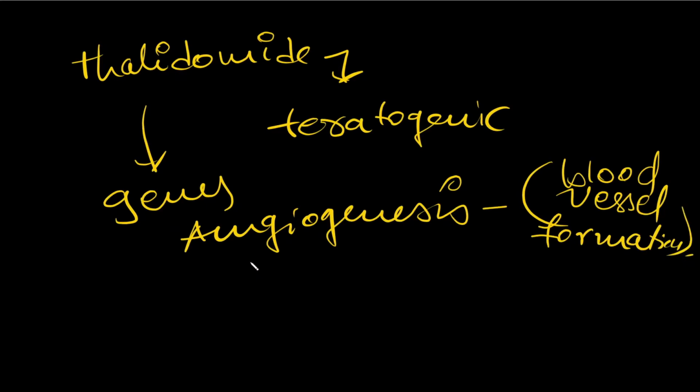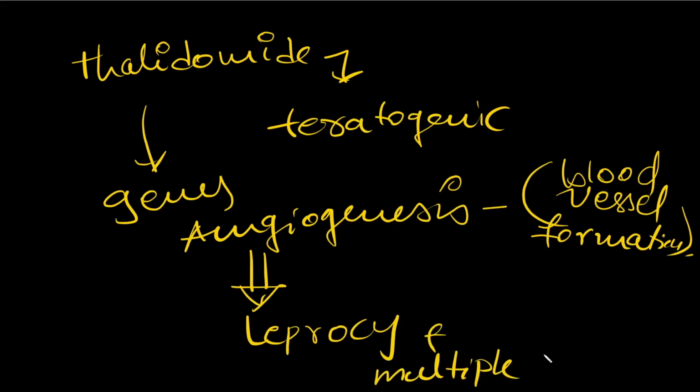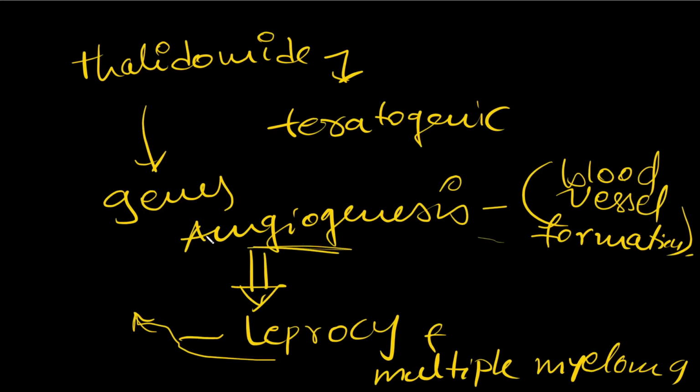So that's why it is currently being used in treatment of leprosy and multiple myeloma, because pathogenesis of these diseases involves the formation of new blood vessels, that is angiogenesis. But this is not used in pregnant women because of the obvious teratogenicity. So there is going to be a big topic dedicated to thalidomide itself in the other videos. So stay tuned.